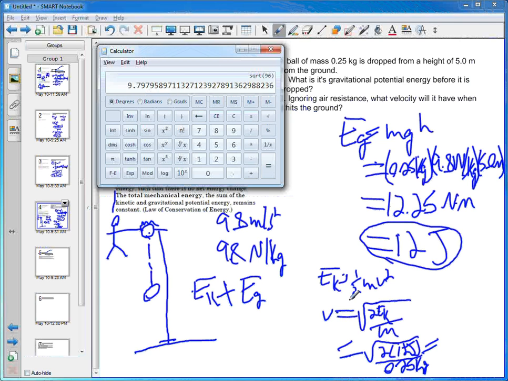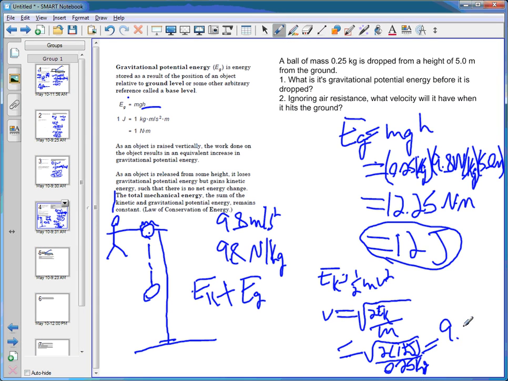Well, what's a joule? A joule is a Newton meter. A Newton is a kilogram meter per second squared. So, see if I can find some open space here. I'll just create a new page. Let's look at this, because this is important. This is an important way to check your answer.